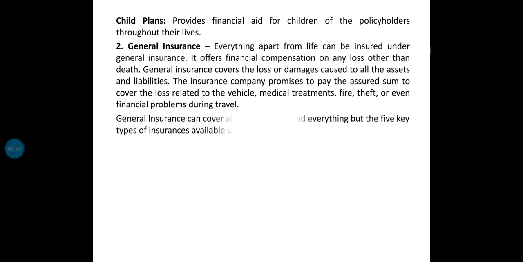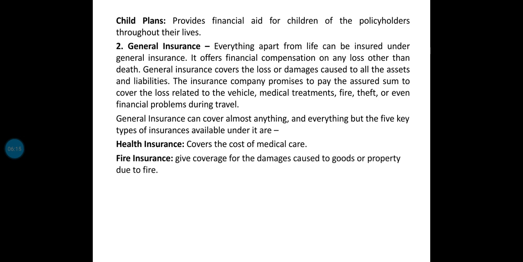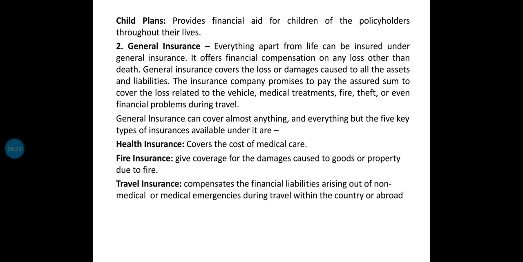So it can cover almost anything and everything, but the 5 key types of insurance available under it are health insurance, which covers the cost of medical care. There is fire insurance, which gives coverage for the damage caused to goods or property due to fire. There is travel insurance, which compensates the financial liability arising out of non-medical or medical emergencies during travel within the country or abroad.